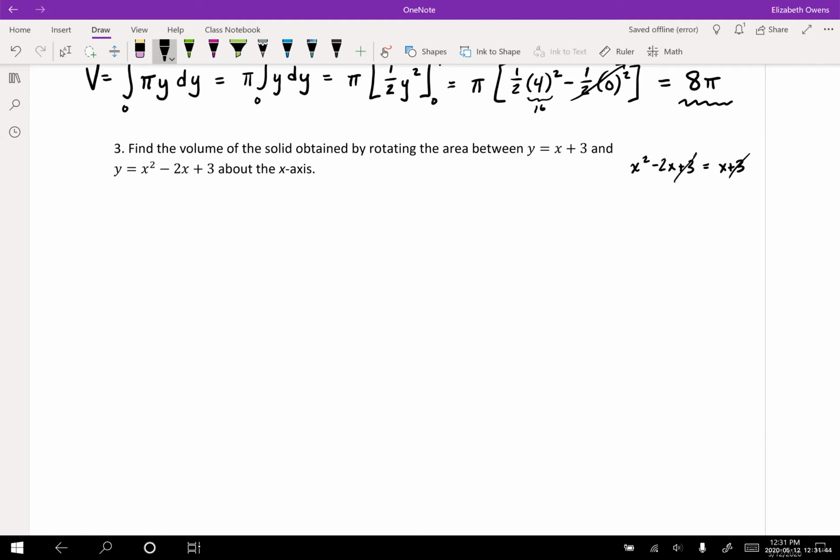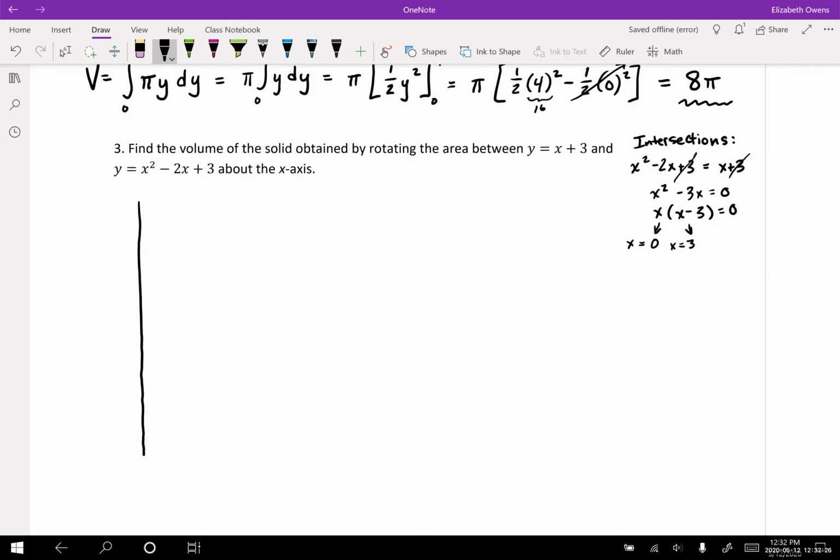Okay, we can get rid of the 3's there. Subtract, and we get x squared minus 3x equals 0. So these curves are going to intersect where x equals 0 and x equals 3. That's kind of a nice thing to know for making our graph here. So x equals 0, x equals 3, those are the intersection points, and that's going to help us make our graph.